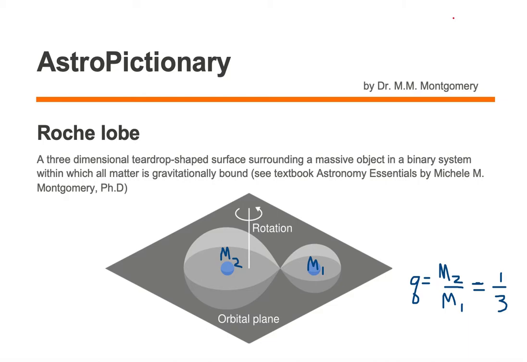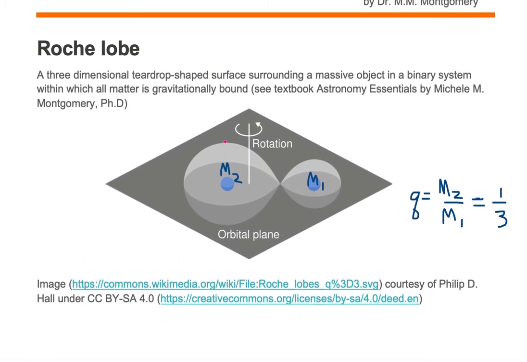A Roche lobe is a three-dimensional teardrop-shaped surface surrounding a massive object in a binary system within which all matter is gravitationally bound. In this artist's sketch, we have two Roche lobes shown. One of them surrounds M2, and the other one surrounds M1. M meaning mass, and the number meaning whether it's the primary or secondary. One is the primary and two is the secondary.